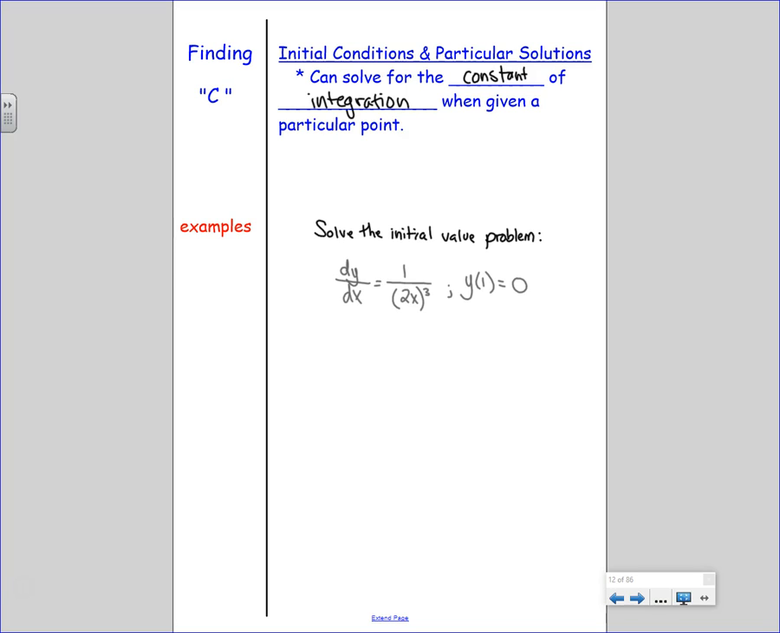We already talked about how the only way to find C is if they give us some sort of point. So this is an example of that. Initial conditions and particular solutions, meaning if they give us an initial condition, some sort of x1, y1, it doesn't even need to be an initial like when x is 0. It can just be any x paired with any y of the original quantity. Then we can find a particular solution. y equals, I should probably do capital F.